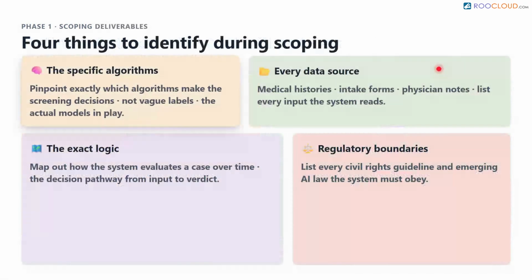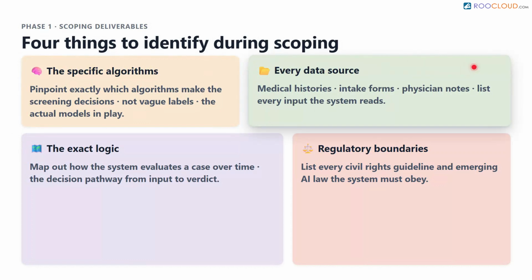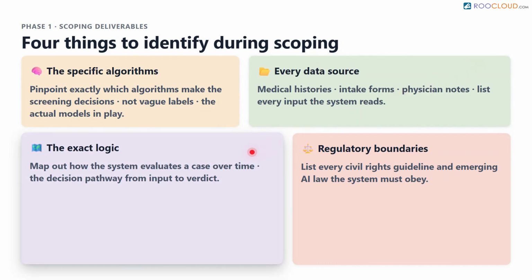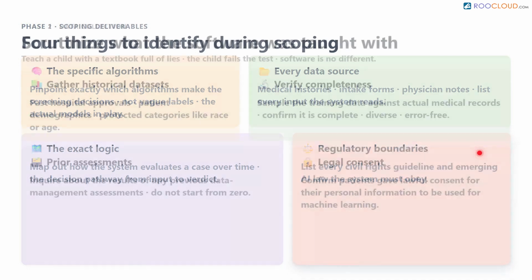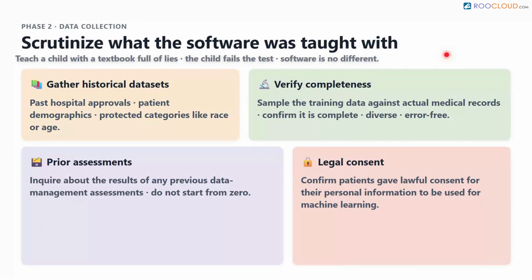During scoping, we identify the specific algorithms making the screening decisions. We pinpoint every single data source, such as medical histories, intake forms, and physician notes. We map out the exact logic the system uses to evaluate a case over time. We also define the regulatory boundaries, meaning we list all the civil rights guidelines and emerging artificial intelligence laws the system must obey. The second phase is data collection.